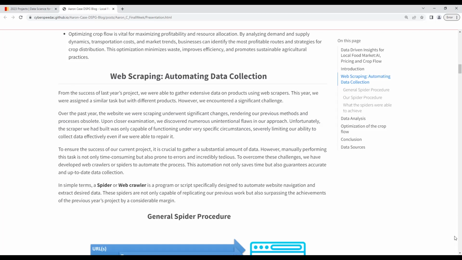So we started to build tools, and that comes into the automation. In simple terms, the tool that we used is a spider or a web crawler. It is essentially a program or script designed to automate web navigation and extract the data that we want. These spiders can not only replicate what last year's project did, but also improve it and blow it out of the water. So we're essentially handing the baton and setting the future project up for success.